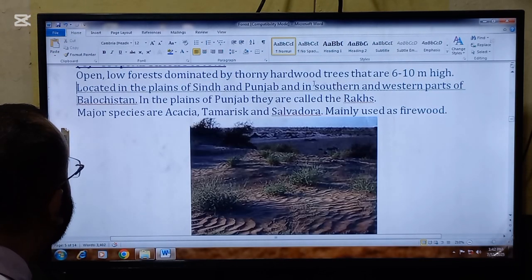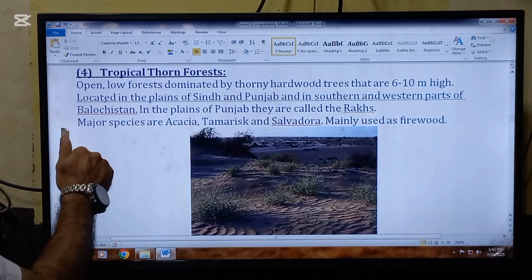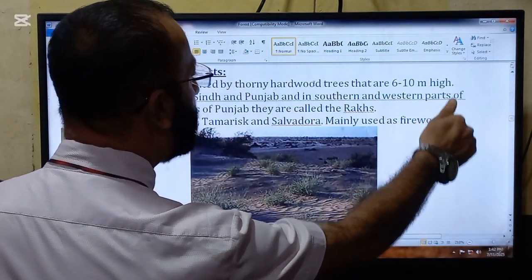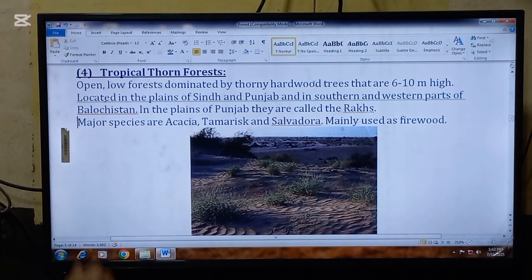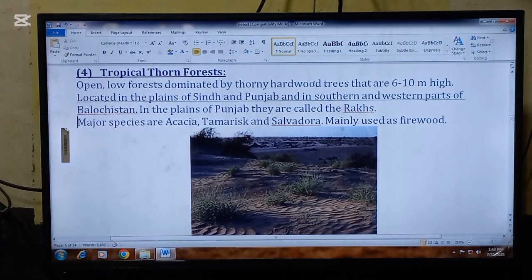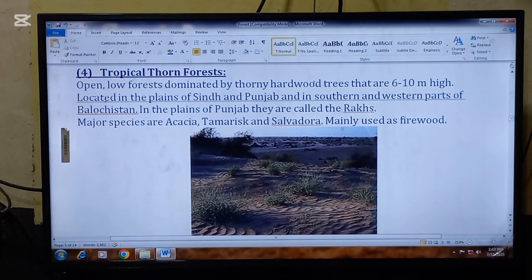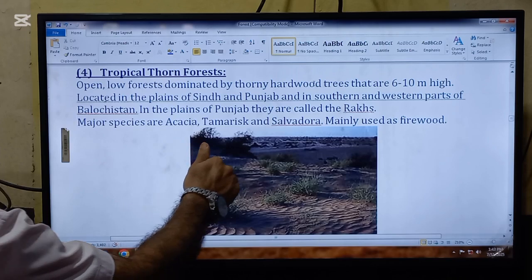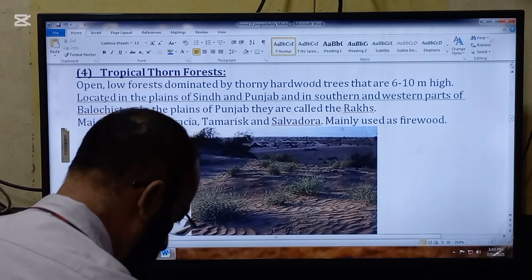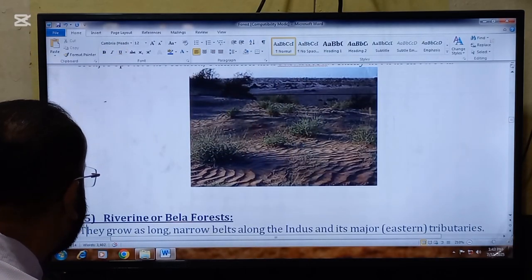The next type that we are going to read is the tropical thorn forest. Open low forest dominated by thorny hardwood trees that are 6 to 8 meters high. Located in the plains of Sindh and Punjab and in southern and western parts of Balochistan. In the plains of the Punjab, they are called the Rukhs. Major species are acacia, tamarisk, and salvadora, mainly used as firewood. So these are very low value timber.